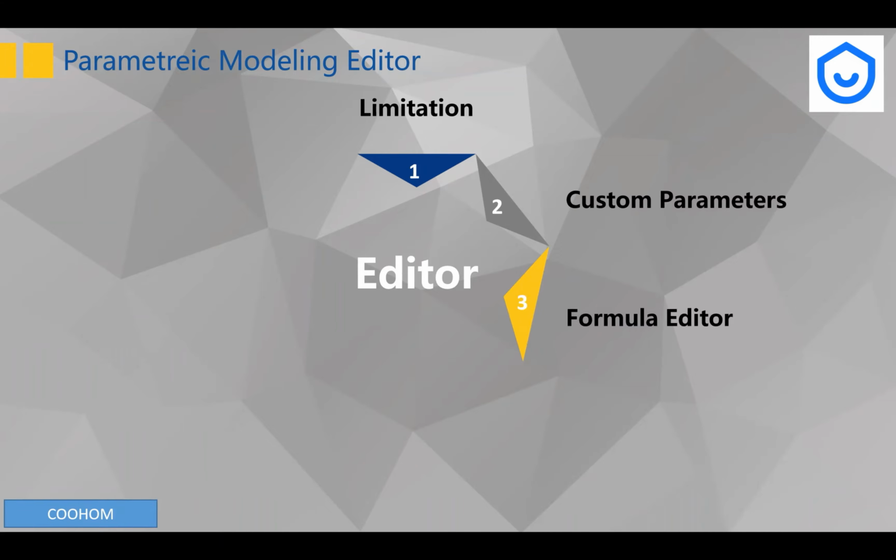The third one is the formula editor. The formula editor can help to create all kinds of formulas according to the mathematical and logical operations. Number 4, model connection. Traditional software can only use the instruction or function modules to build up the models. But our parametric model editor can use the models we created before. Then it's like building blocks. We build a model, then we can use that model again to build up other models.